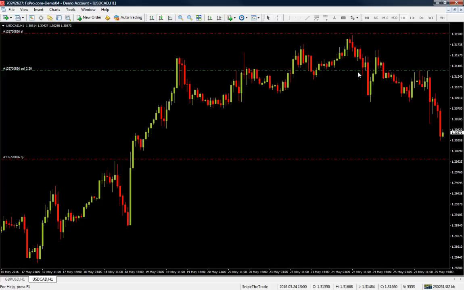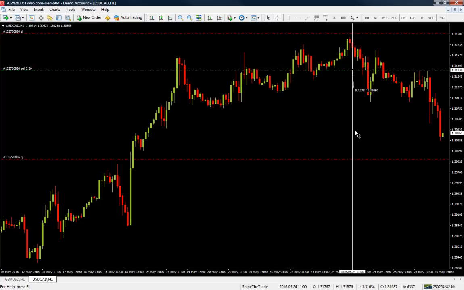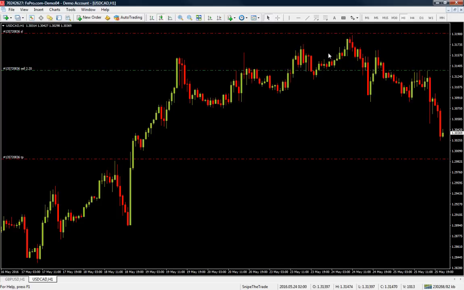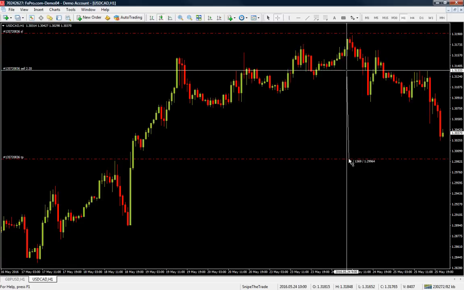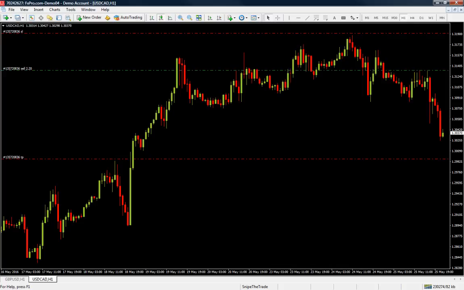And this area of resistance was 56 pips away from our entry, which means that our take profit of 139 pips, if I'm not mistaken, 136 pips, yields an almost 1 to 3 risk to reward ratio, which is excellent on the trade.